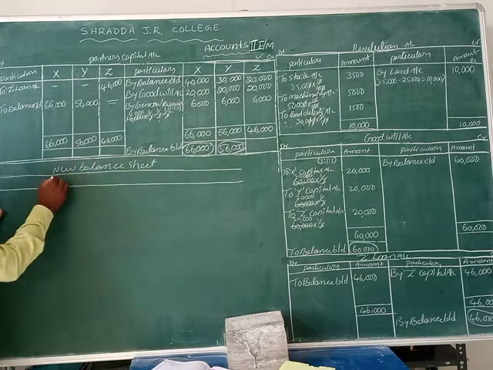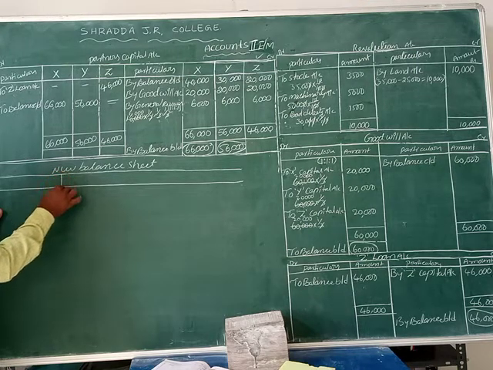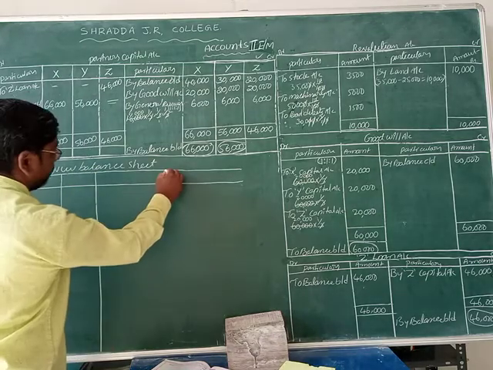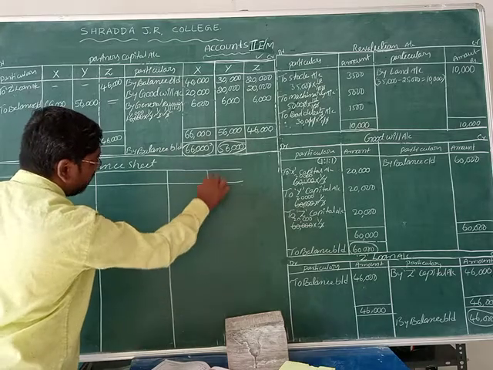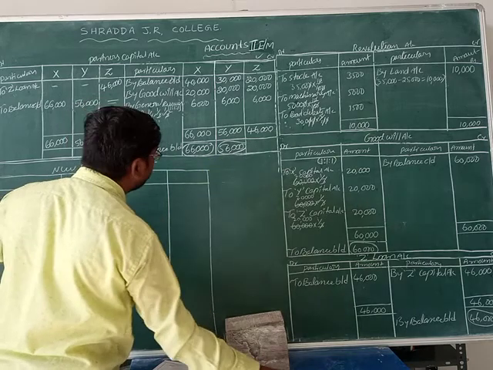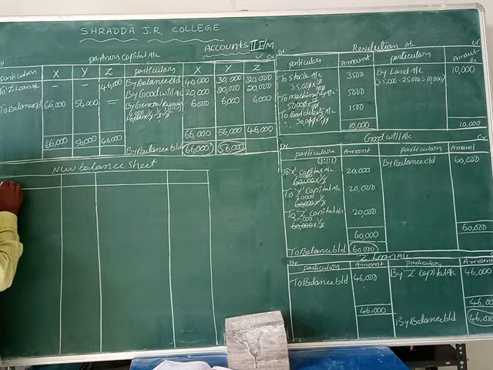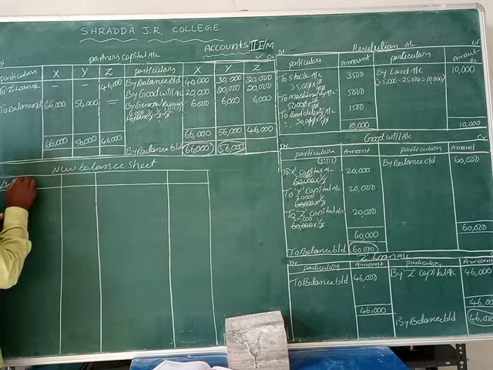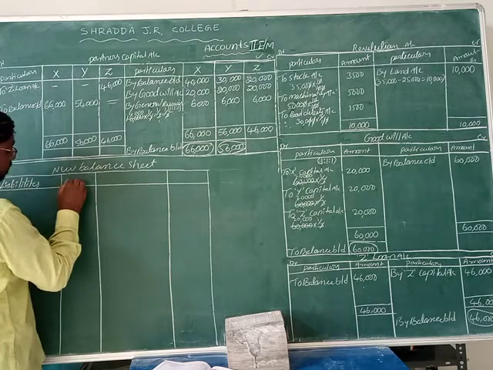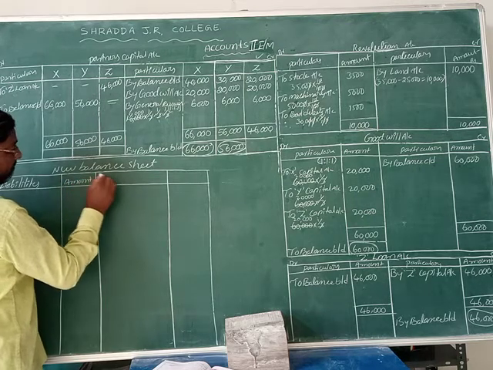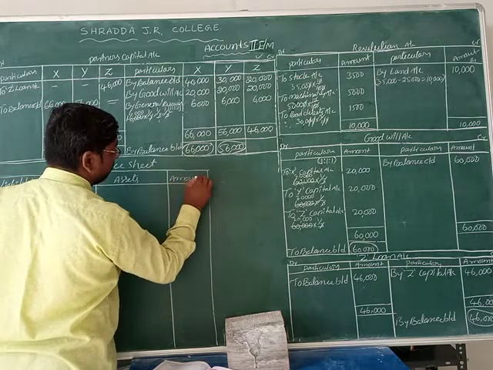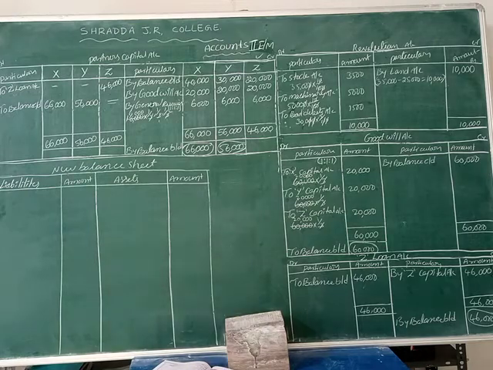New balance sheet. Here is the liabilities, amount rupees, assets and amount rupees. This is the new balance sheet format. Write down here liabilities and amount, assets, amount. This is a new balance sheet format.